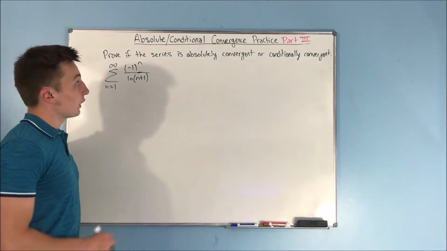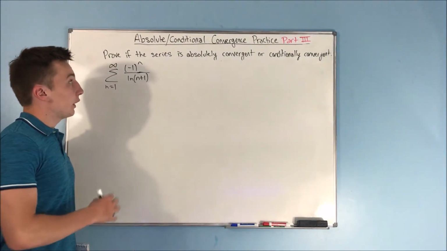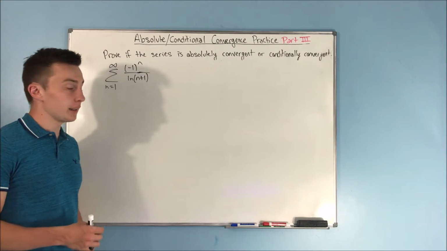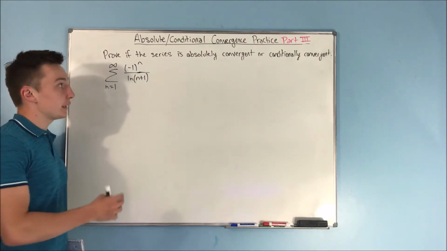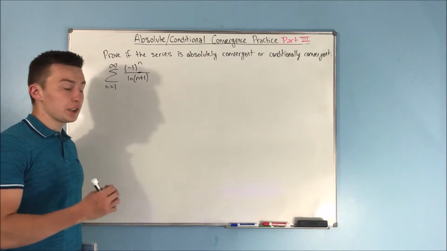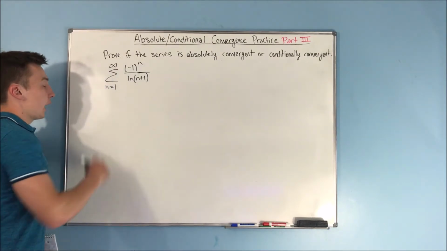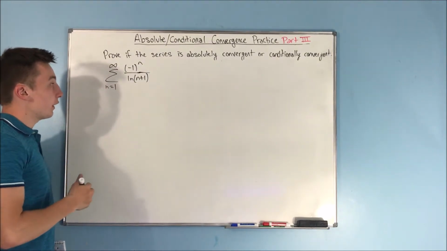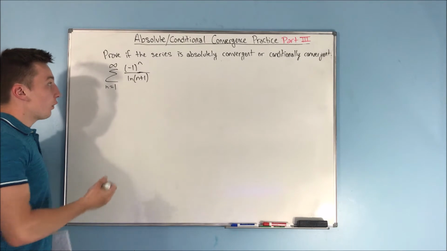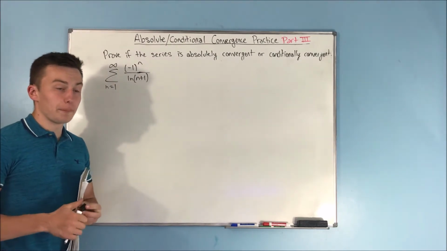Alright, so this video is going to be part 3 of our absolute and conditional convergence practice. We want to prove if the series is absolutely convergent or conditionally convergent. And we have our series, the sum from n equals 1 to infinity of negative 1 to the n over natural log of n plus 1.